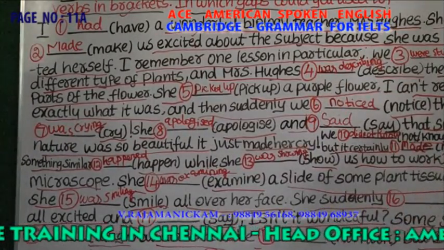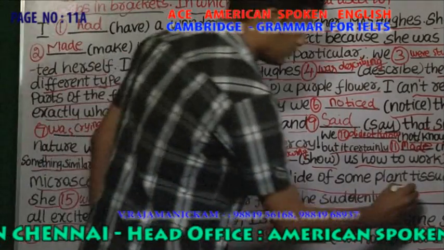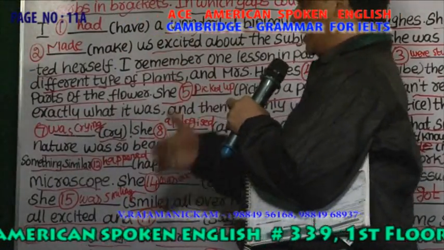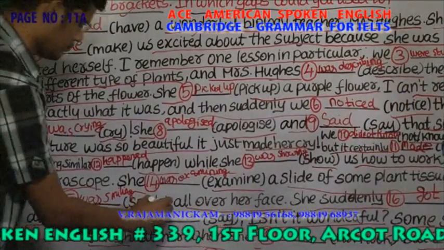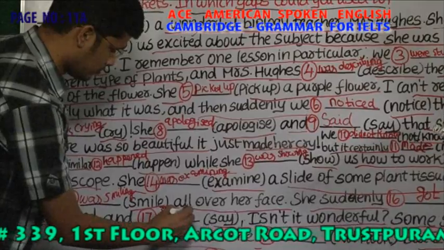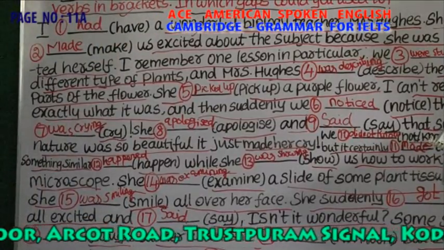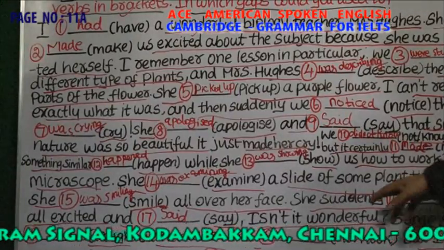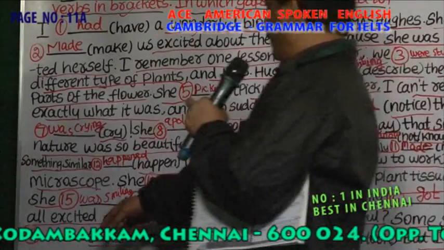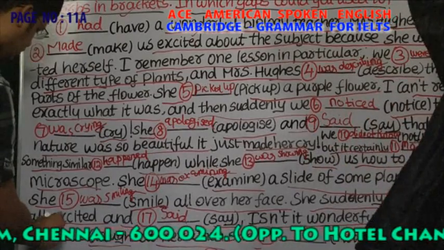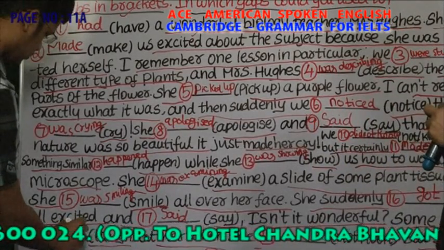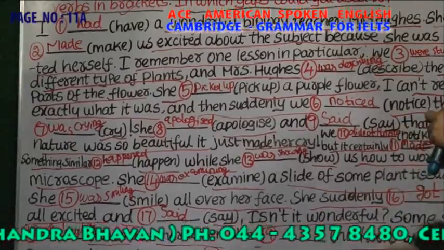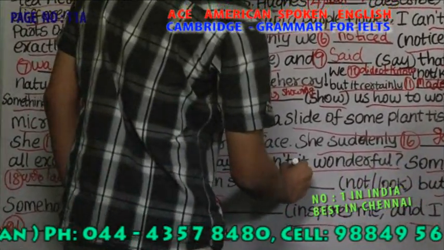She suddenly got, past tense, all excited. This is the past tense. And the second sequence, what is that? Said. Then what is that? Next you say, said, isn't it wonderful? Some students were laughing at her. This is the background. Were laughing at her is the background. When she did not look.